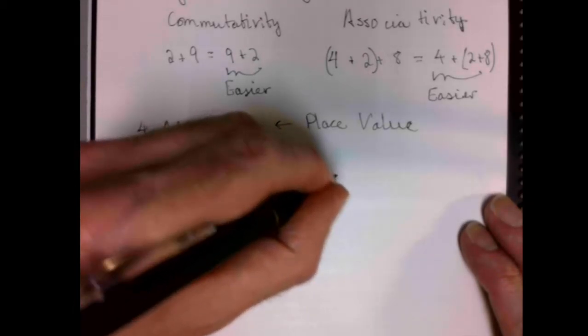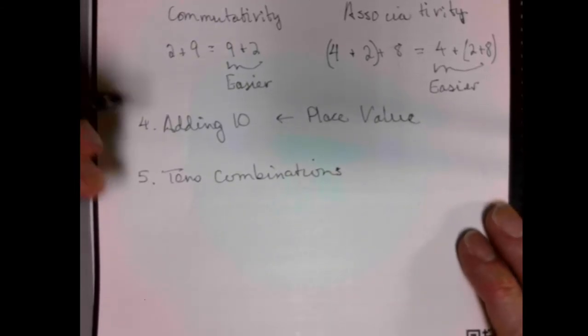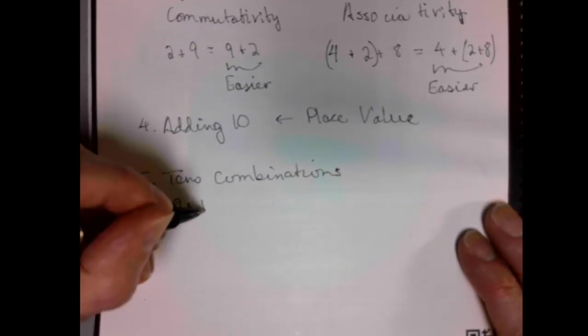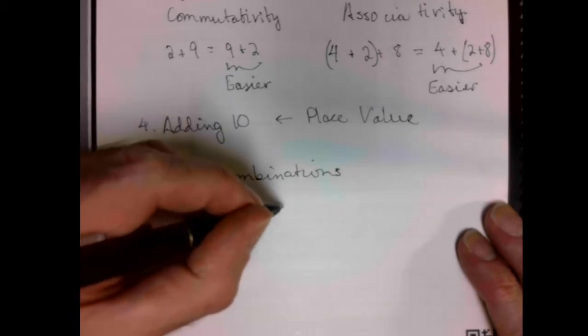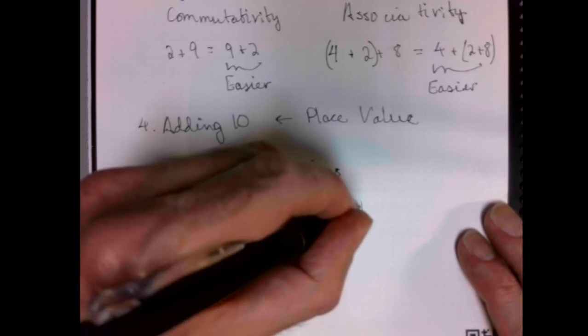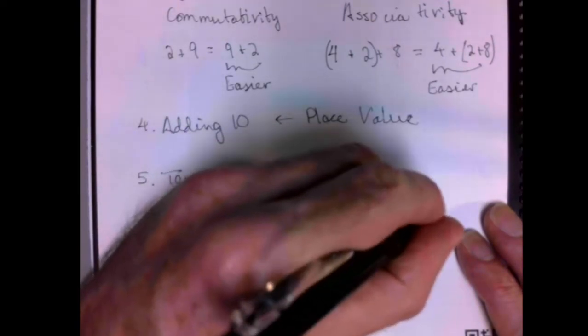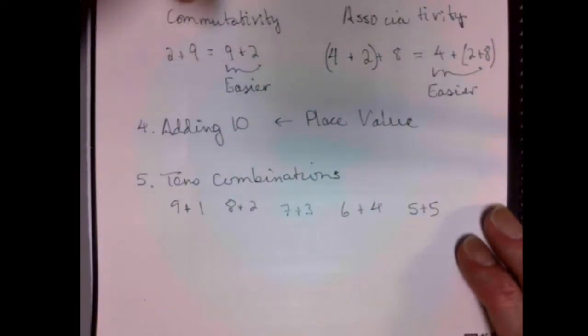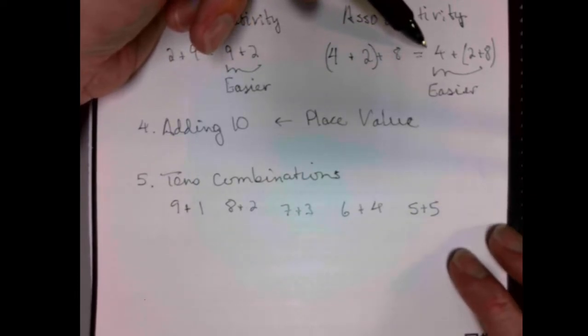Knowing your tens combinations is very important, so don't forget you have 9 plus 1, 8 plus 2, 7 plus 3, 6 plus 4, 5 plus 5. Okay, that's essentially what I was talking about right here.